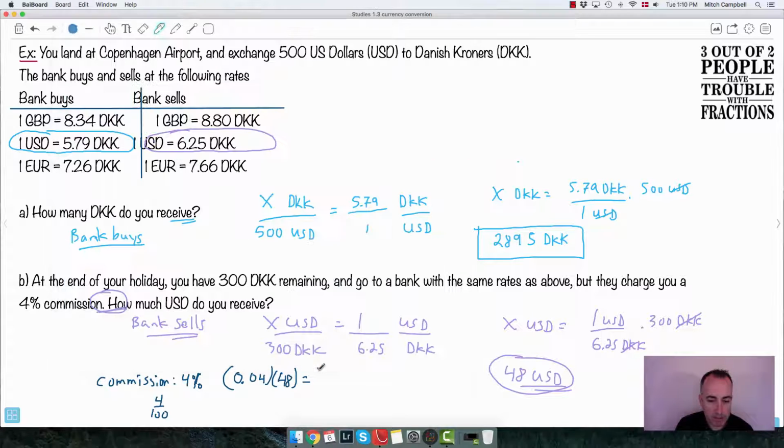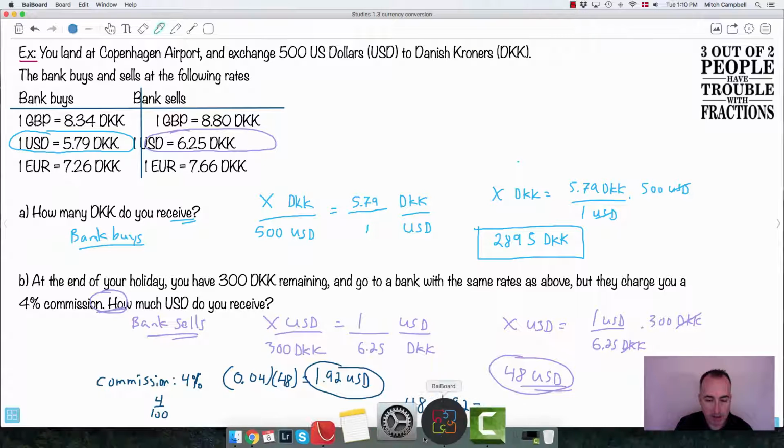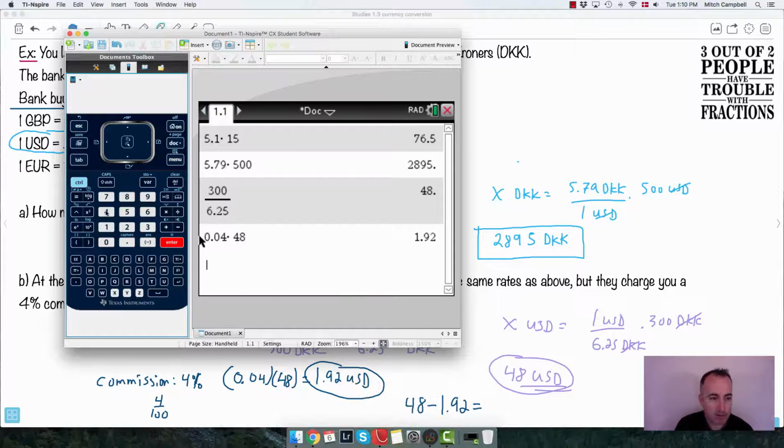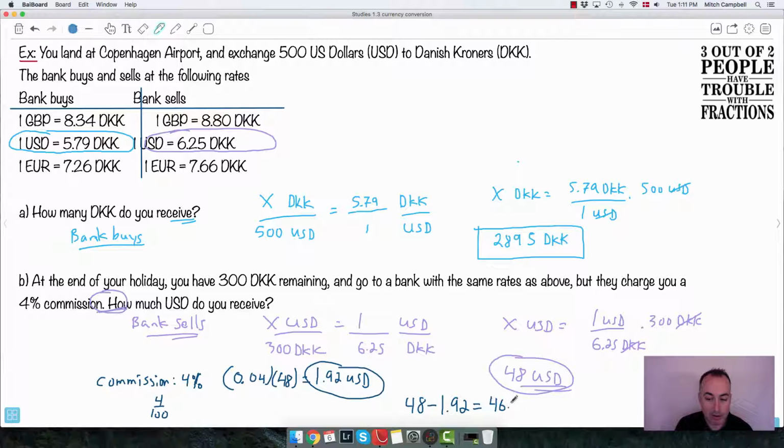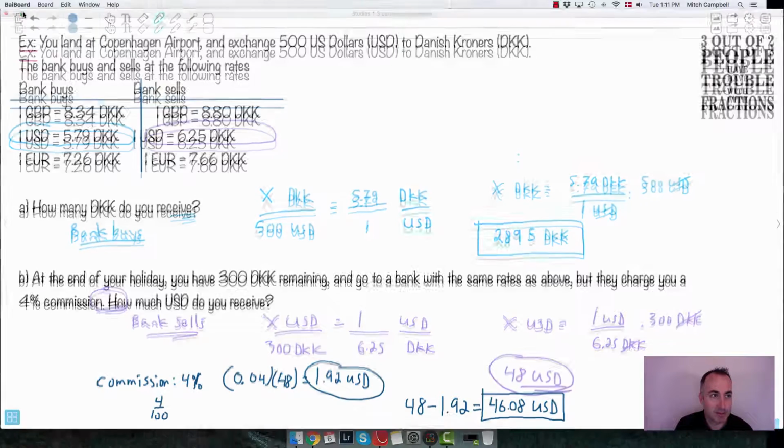So what does this mean? This is 1.92 US dollars as their commission. So how much do I get then? I get 48 minus 1.92. I need to do that on my calculator. So 48 minus that answer. Remember, you can call up the answer by using this key here. So then you get 46.08, and that's the actual amount you're going to get. 46.08 US dollars. That will be the amount of money in your pocket, so to speak, when you're done.